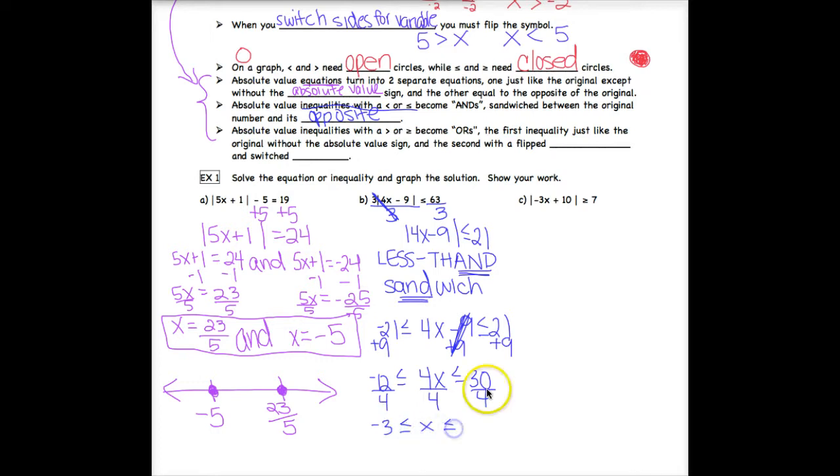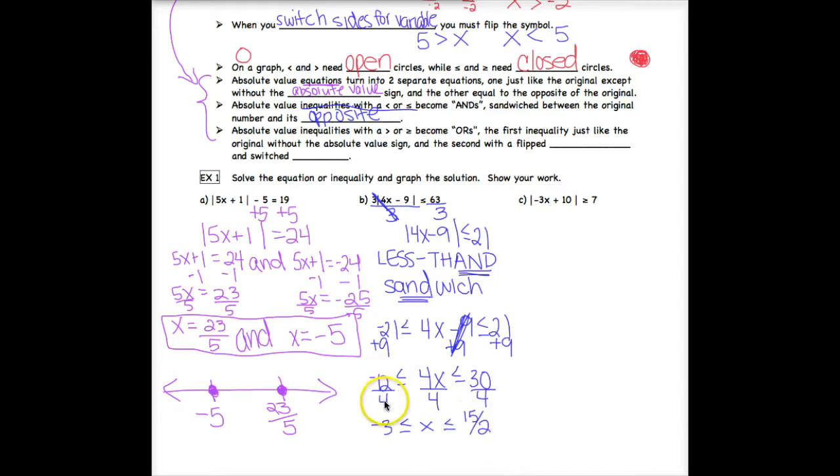X is now alone. Over here, this does not come out evenly. Leave it in fraction form. This is not a word problem. It does reduce. It's 15 halves. So the way that I read this, and the reason we say sandwiched between, is because we read this: x is between negative 3 and 15 halves.